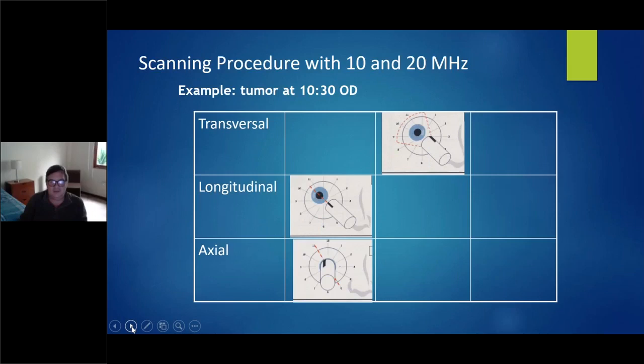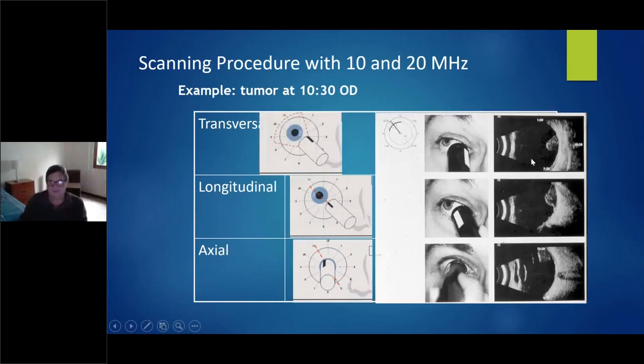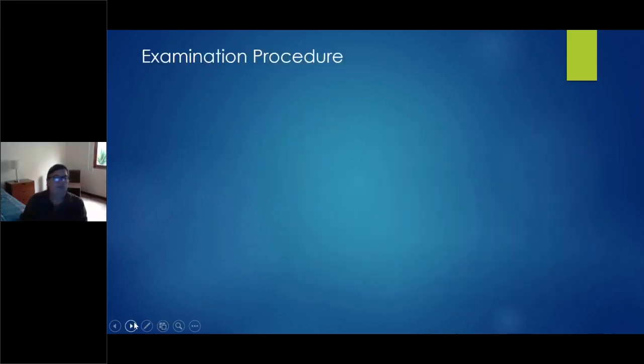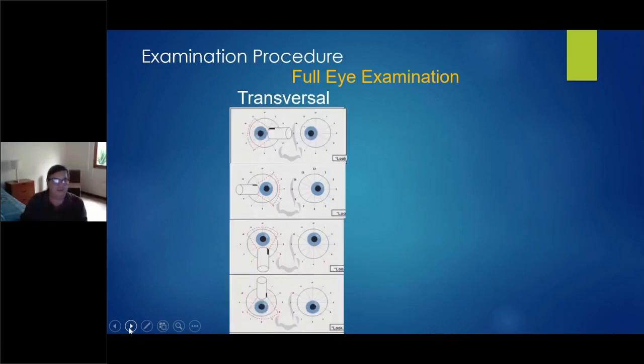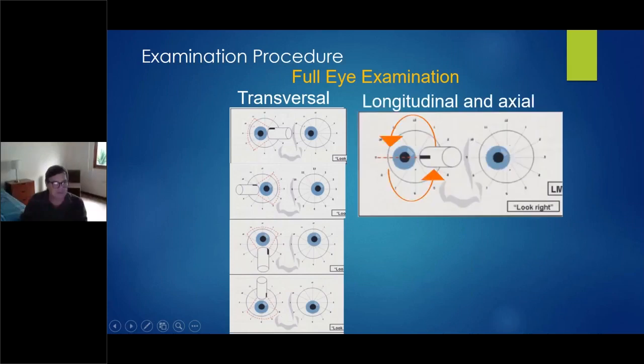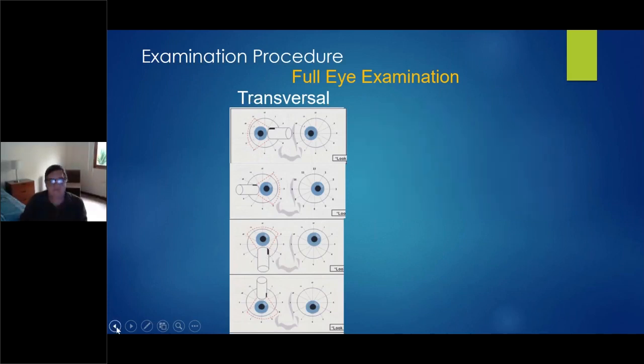Okay, look again. It was at 10:30. This was the transversal. Look, this is longitudinal. Look, the muscle insertion, and look in the axial, the position relative to the optic nerve. This is the way we make a full eye examination, transversal. Look again. You can get these tables from Sunil, from Quantel. We have these tables in Lima. You can get the file and print it for yourself. And you have how the transversal, longitudinal and axial approach to the eye is done.